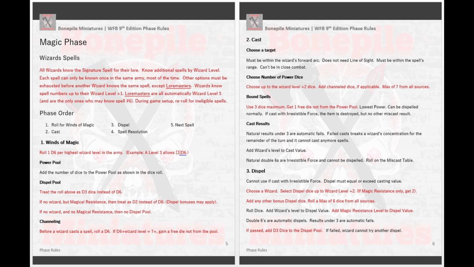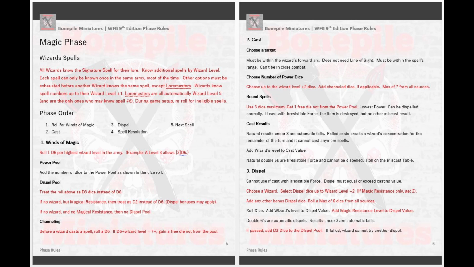Now let's continue. It says, next, if there is no wizard on your team, but you have magical resistance, then treat the Winds of Magic roll as a D2 instead of a D6. So the D2 means that on average you will have a dispel pool about 1/3 the size of the power pool, because a D2 basically treats 1 through 3 rolls as a 1 and then 4 through 6 rolls as a 2.